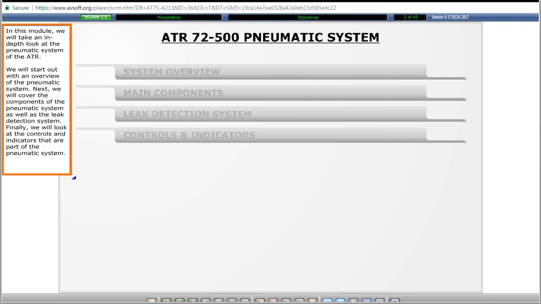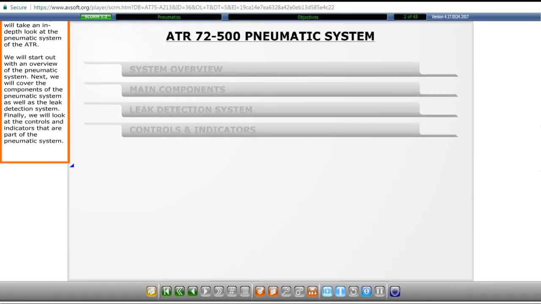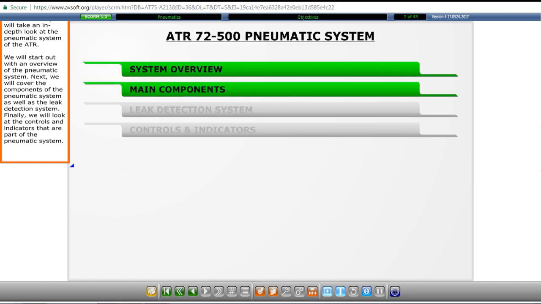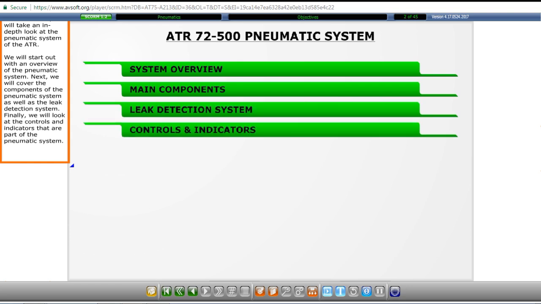In this module, we will take an in-depth look at the pneumatic system of the ATR aircraft. We will start out with an overview of the pneumatic system. Next, we will cover the components of the pneumatic system, as well as the leak detection system. Finally, we will look at the controls and indicators that are part of the pneumatic system.